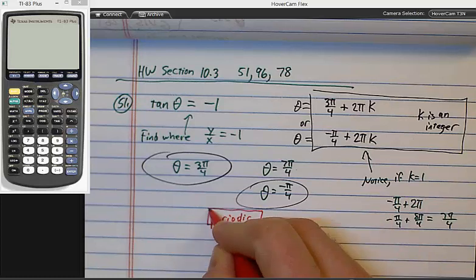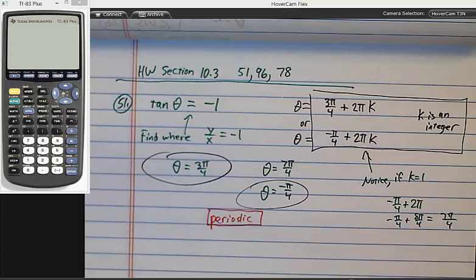What happens is the trig functions repeat over and over again, because your input is an angle, and you just keep going around the circle. So we're going to see that today.